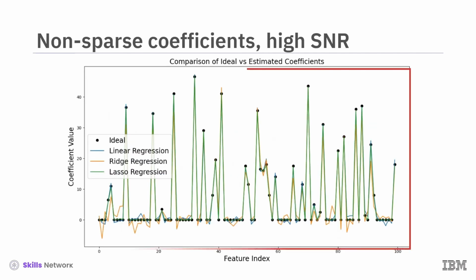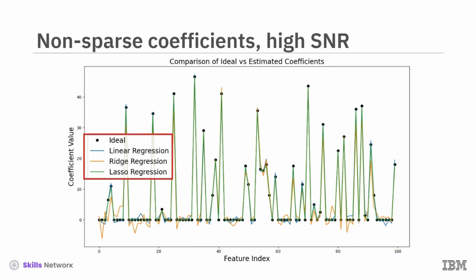This plot shows non-sparse coefficients with a high SNR. As you can see, all 3 regression methods predict the non-zero coefficients very well, with the ridge erring slightly more than the others. Lasso finds all of the 0 coefficients, while linear and ridge have some difficulty predicting the 0 coefficients, with linear regression doing slightly better than ridge regression.